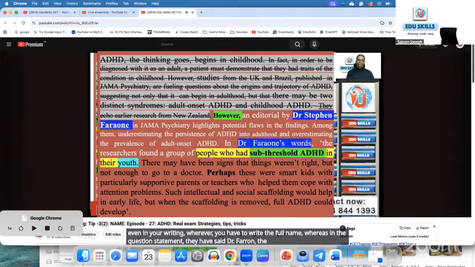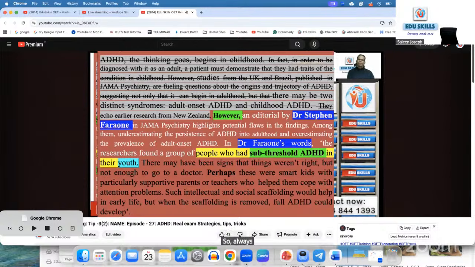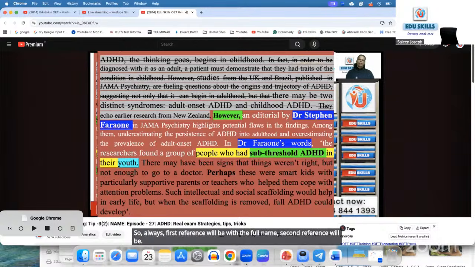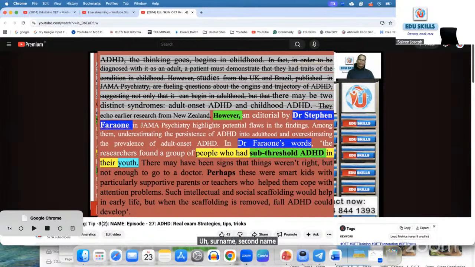Farron, the second name. So always the first reference will be the full name, and the second reference with the surname. So definitely you should not get confused. They think that the Farron is not here. So see, all these things are there.